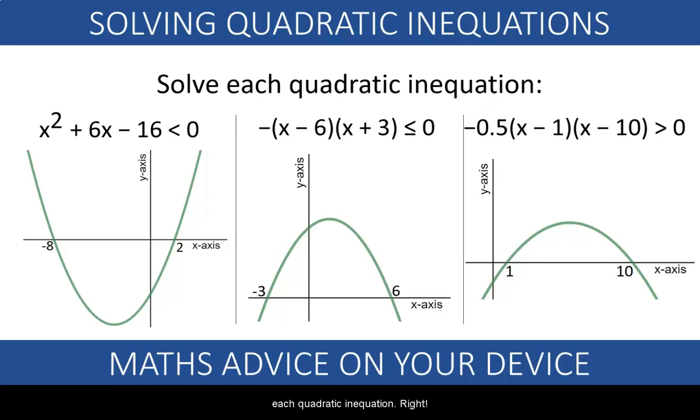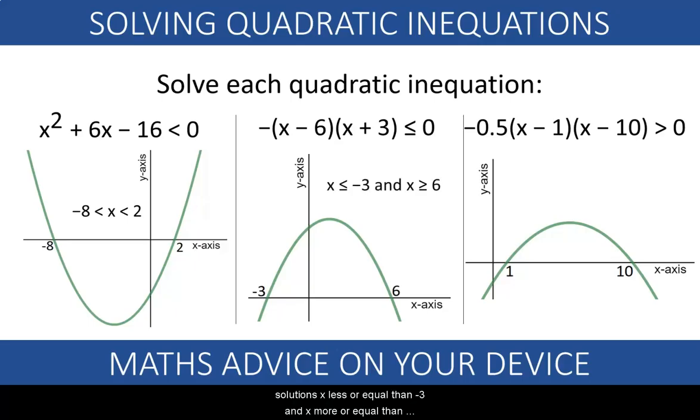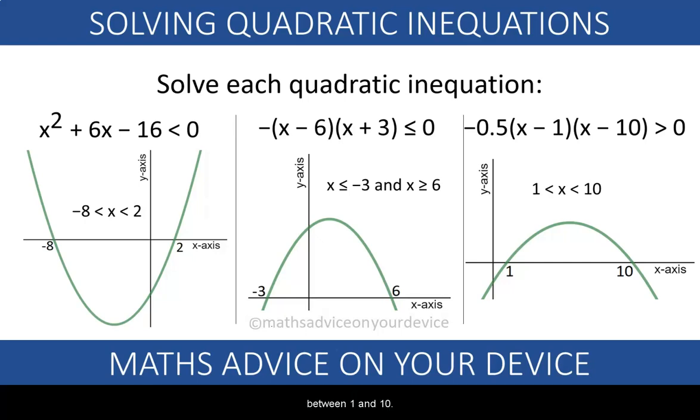Right, the first one has solution any value of x between negative 8 and 2, not including these points. The second one has solutions x less or equal than minus 3 and x more or equal than 6. The third one has solution any x between 1 and 10.